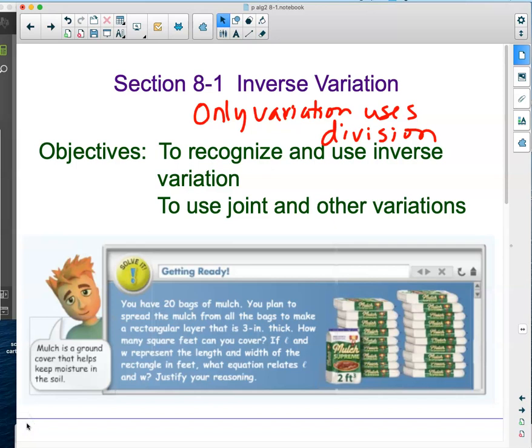Yesterday we found out that direct variation is multiplication, y equals kx. And inverse is always going to be the division, y equals k over x. But we have more of these variations to talk about today because it says recognize and use inverse variation, but also we're going to talk about joint and other variations today. So that tells me this. If the only one that uses division is inverse variation, well, the rest of them must be multiplication. So no matter what fancy name they give it, as long as we keep our eye out for inverse variation being division, we're going to be just fine.